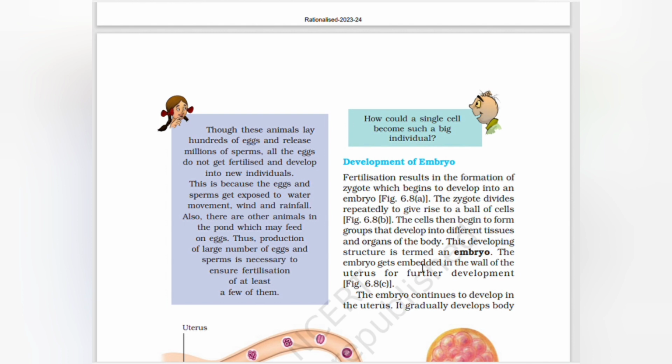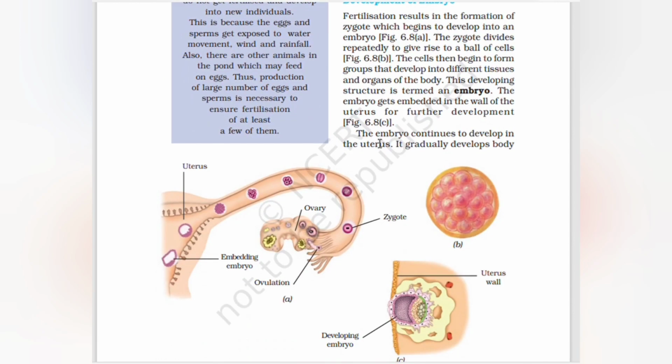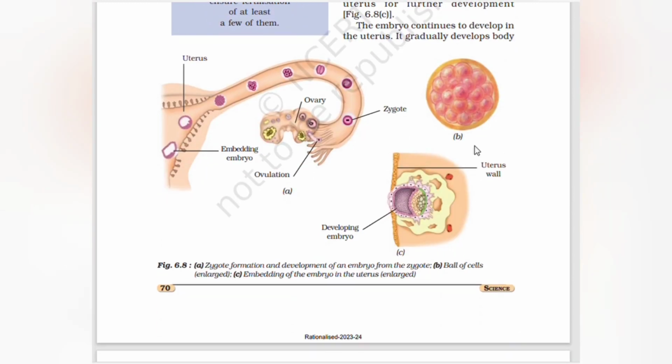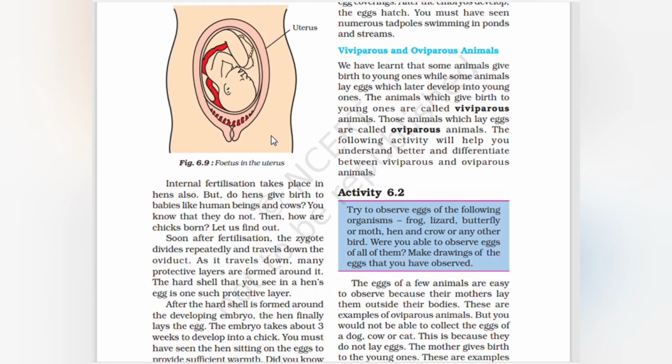The embryo gets embedded in the wall of the uterus for further development. It continues to develop in the uterus. It gradually develops body parts such as hand, leg, head, eye, ear, etc. The stage of the embryo in which all the body parts can be identified is called a fetus. When the development of the fetus is complete, the mother gives birth to the baby.